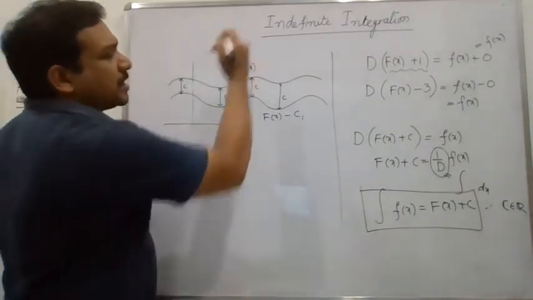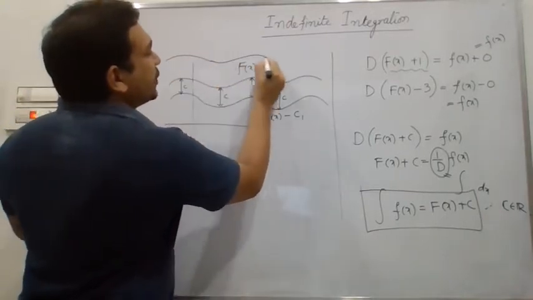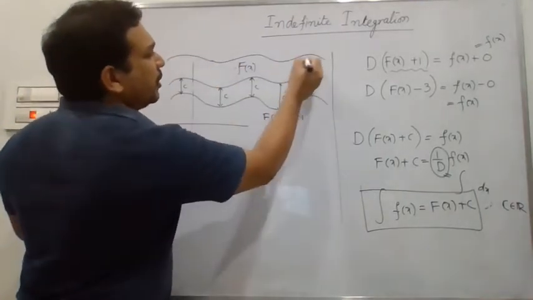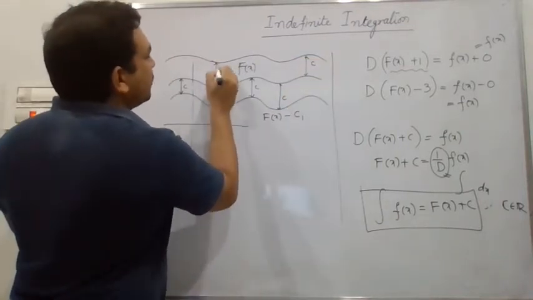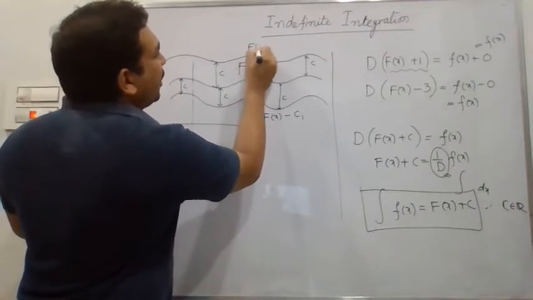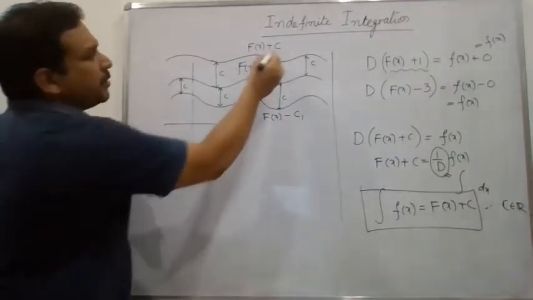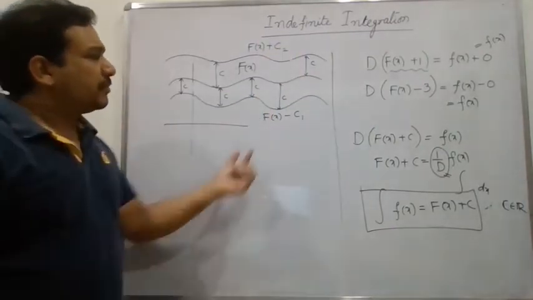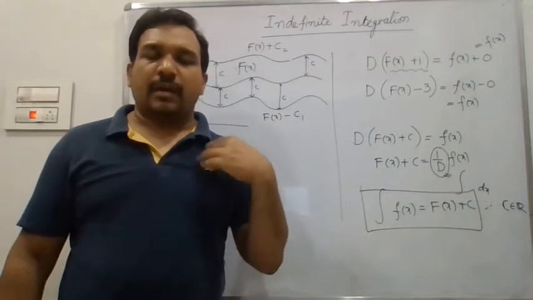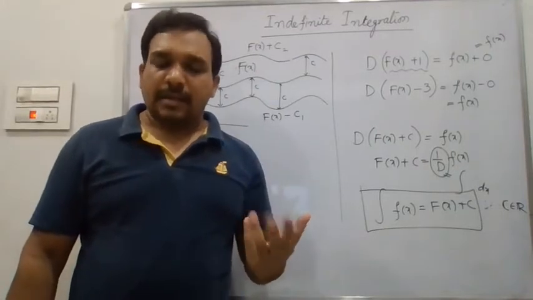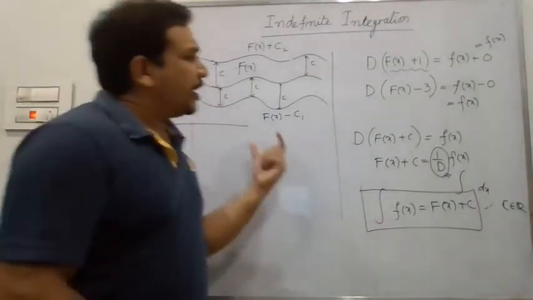So if I add a constant to f of x, then I will get a graph parallel to f of x only, but above the f of x. So here also the difference is how much? C only. So this is capital F of x plus some c2. So instead of writing minus c1 or plus c2 or plus 0, we will always write plus c as a constant. Clear to all now? So this is the integration of a function.